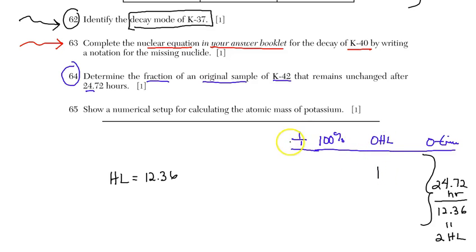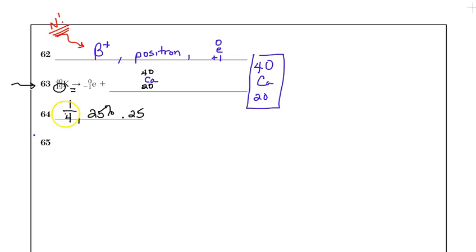So the first halving, I take my 100% of my sample and I cut it in half, which is 50% or 1 over 2. In the second halving, and I know that I have 2 because the total time is 24.72 and each halving is 12.36, I take half of a half, which is 1/4. And that's my answer. So 64 is 1/4, 25%, 0.25, all mean the same thing.